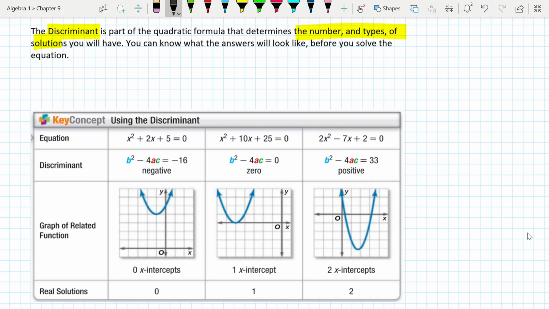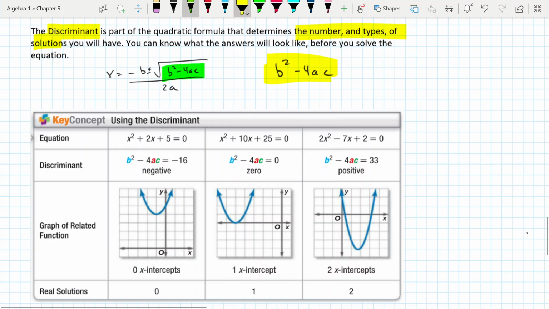Now, what is the discriminant? If we take a look at the quadratic formula, the only thing that's really weird in here is the part inside of the square root. That is the discriminant, b squared minus 4ac. That's what we're looking for. If that equals a perfect square, there's going to be two zeros and they're going to be rational numbers.